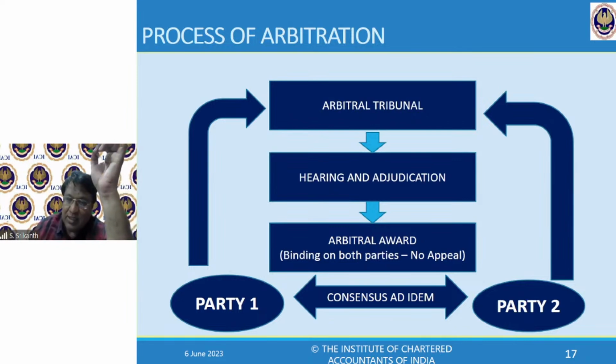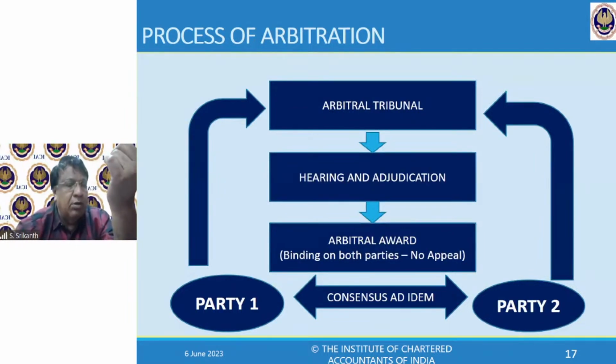Are you able to understand consensus ad idem? The parties are clearly having consensus ad idem on one matter: that they will refer the matter to an arbitral tribunal. Then, based on whether it's an arbitral clause or an arbitral agreement, they appoint the arbitral tribunal. Ideally, party 1 and party 2 come to a conclusion on who it should be, a single arbitrator. Both of them agree on one person.